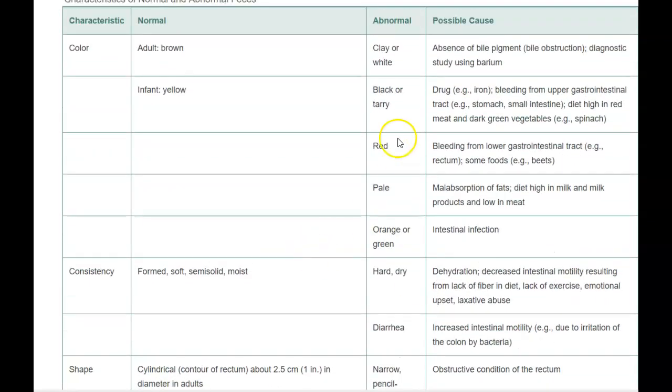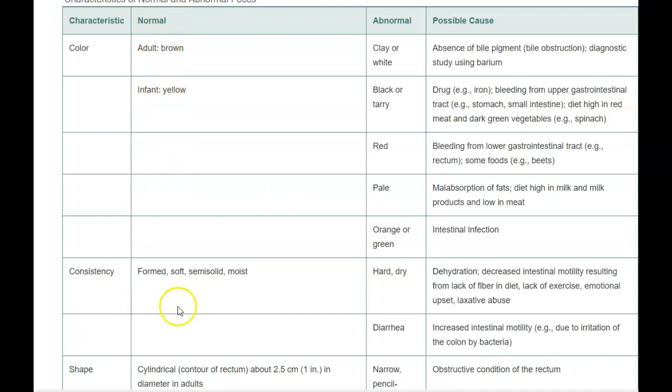Okay, these possible causes are really good. You know, hard, dry stools. Are they dehydrated? Right? So if they're dehydrated, what's going on with them? They need to get hydrated. So we need to encourage some fluids, provided they're not NPO or on fluid restrictions. See, this is how we start putting that bigger picture together.